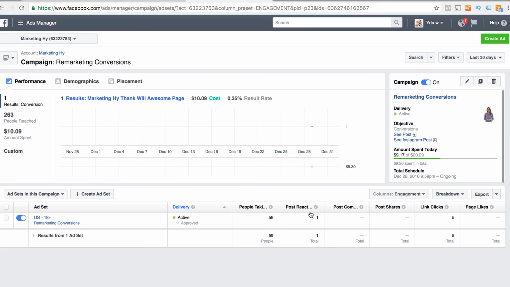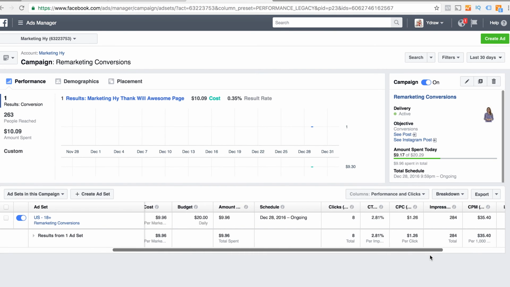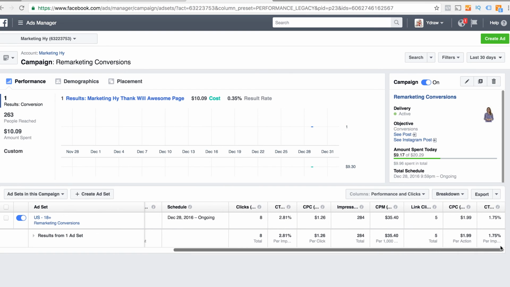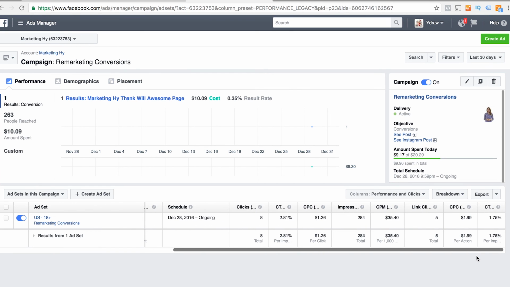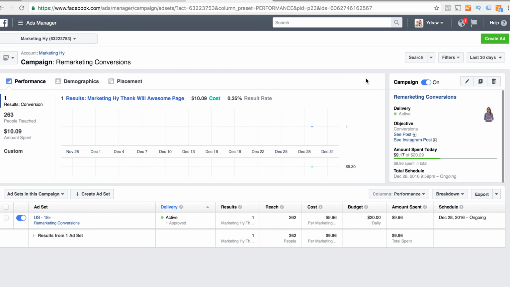Engagement. Now this video hasn't had a ton of engagement, but it has had 5 link clicks to site, which is great. So under our performance clicks, as you can see, our click-through rate is 1.75%, which is great. But we just barely started this ad. So our relevance score will not show yet because we have not reached 500 people. So once we have reached 500 people, we will start to see our relevance score. That's why you aren't seeing the relevance score just yet.